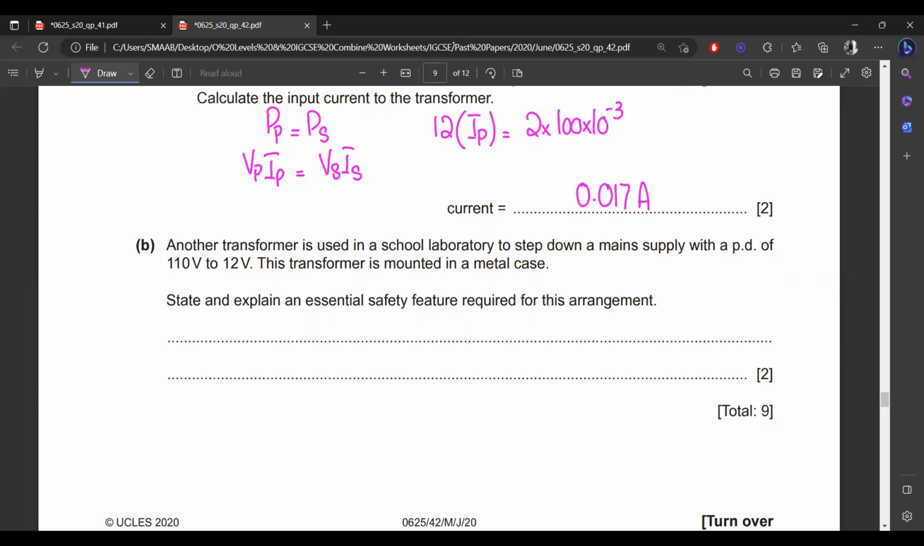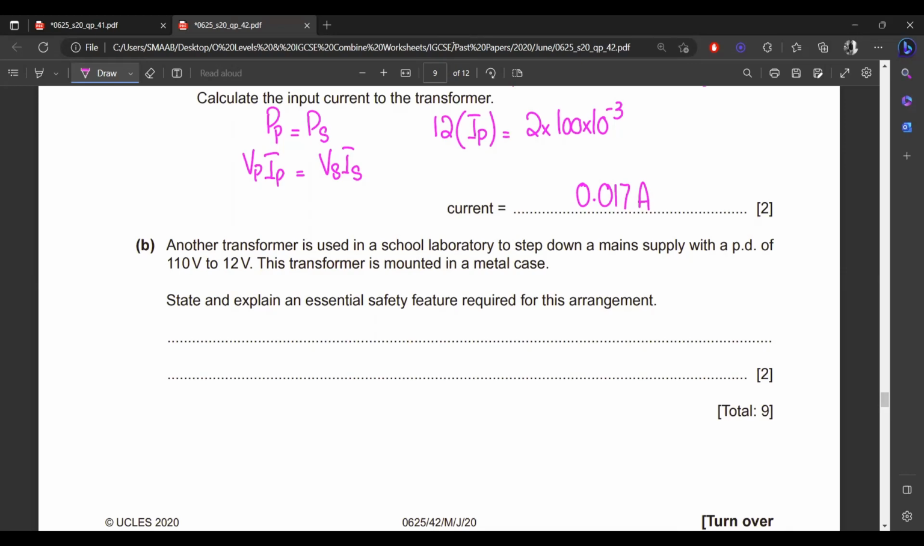with a potential difference of 110 volts to 12 volt. So now we are going to make a step down transformer because we need to step down a high voltage to a very low voltage. And in this case, this transformer is mounted in a metal case. Okay. State and explain an essential safety feature required for this arrangement.